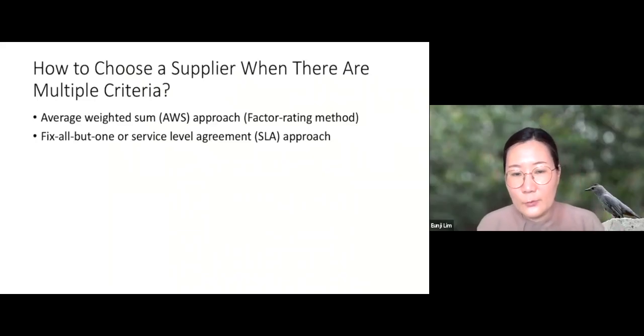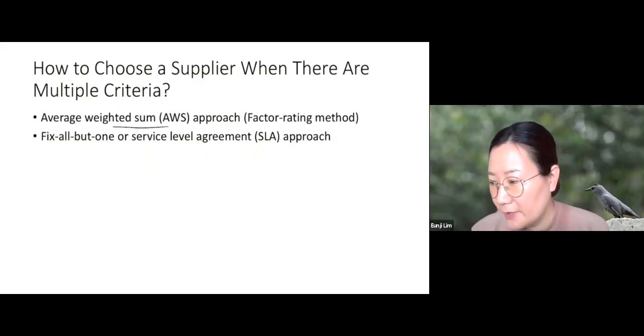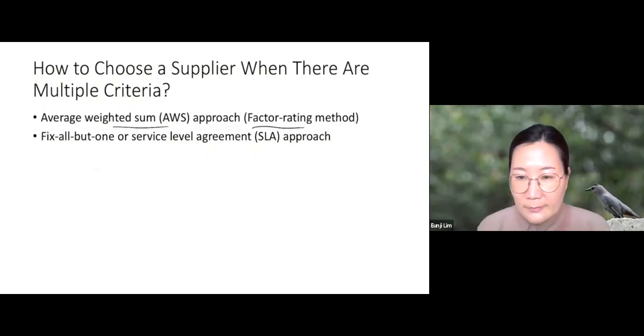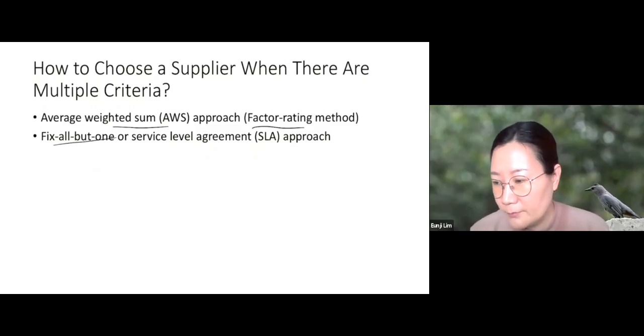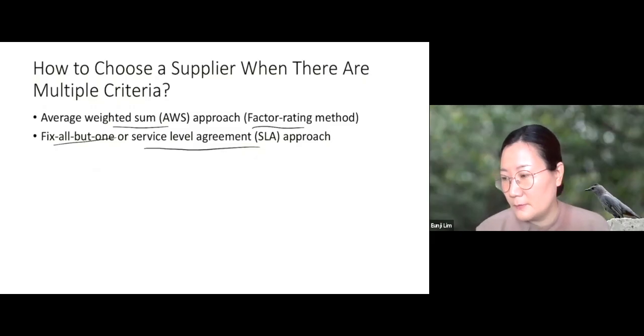Now let's move on to the next question. Once you decide to outsource some item, how can you choose a supplier for that item? How do we choose a supplier when there are multiple criteria? We'll talk about two methods: the average weighted sum, AWS approach. Sometimes this is called the factor rating method. And the other method is called fix all but one method. Sometimes it's called the service level agreement approach.